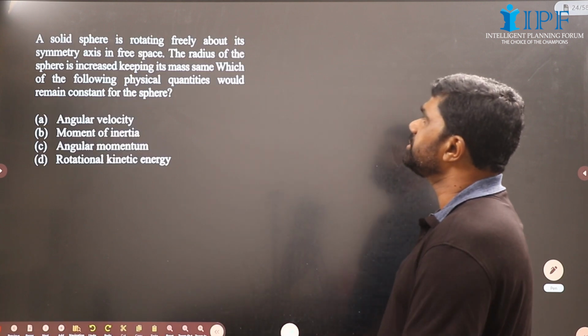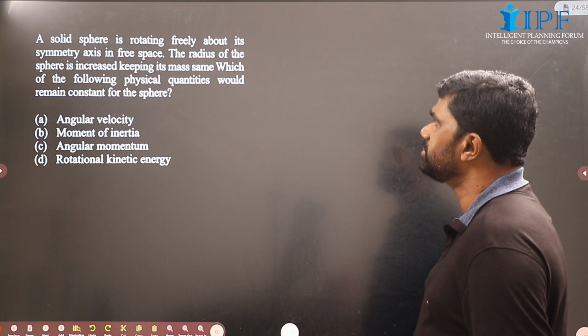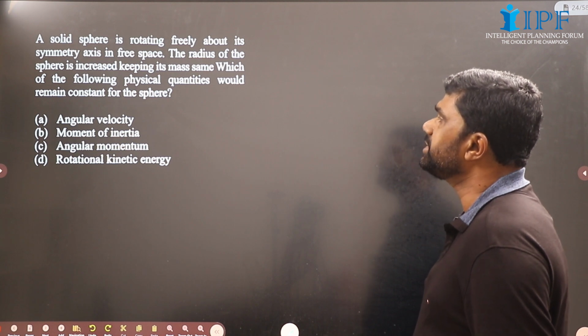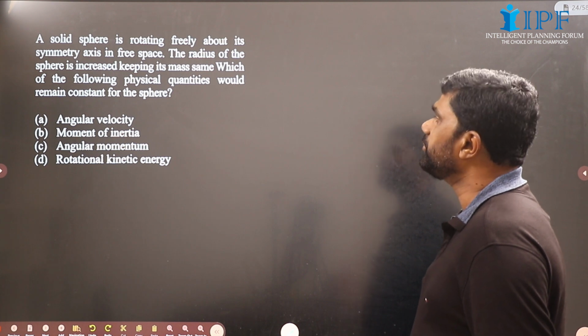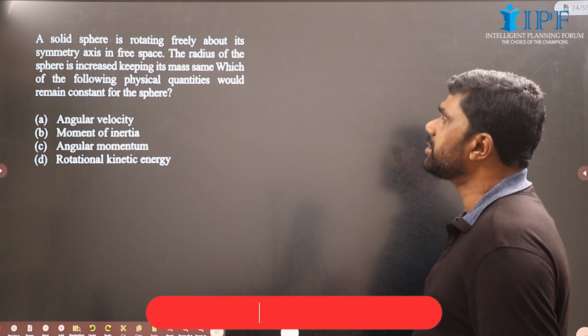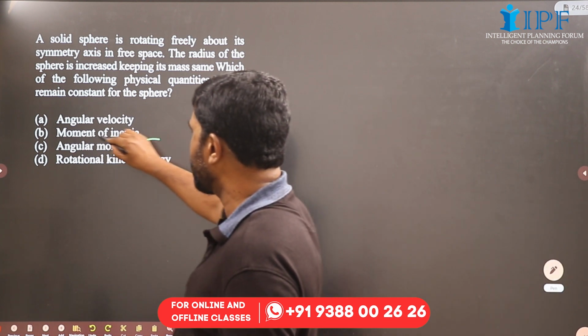Next is solid sphere is rotating freely about its symmetry axis in free space. The radius of sphere is increased by keeping its mass same. Which of the following physical quantities will remain constant for the sphere? Only the angular momentum.